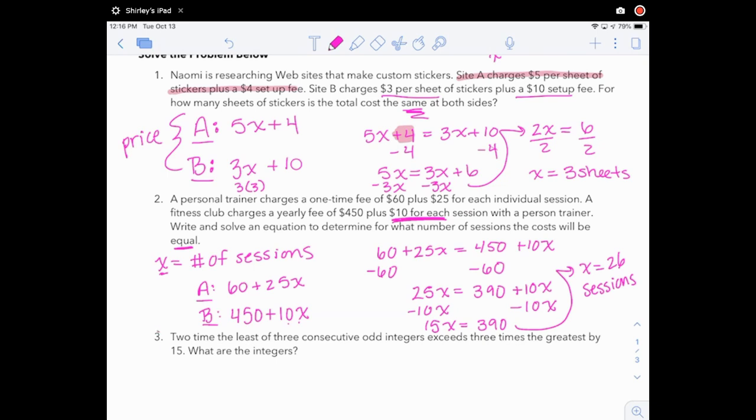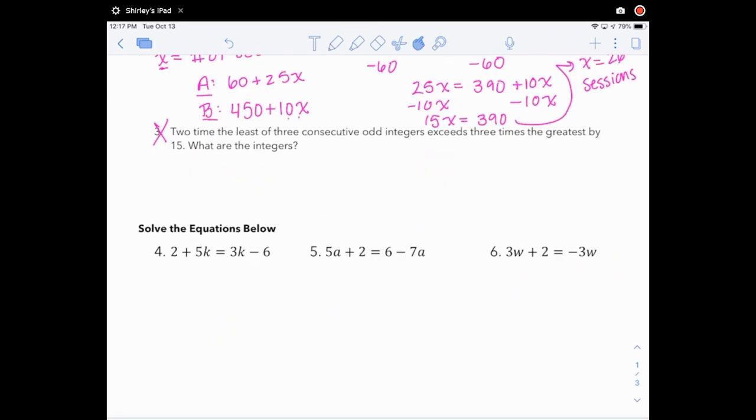I'm going to skip question 3 for right now, just because I don't know if we're super comfortable with these types of equations, so I don't want to throw those consecutive number problems in there. So just jump down to look at questions 4, 5, and 6. No word problems, no setting anything up, straightforward solving, answer questions number 4, 5, and 6. Okay?